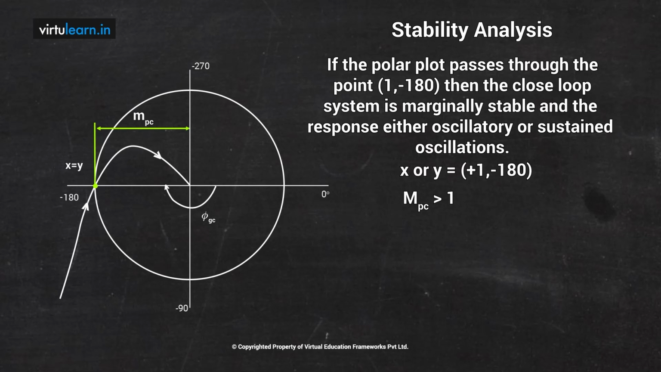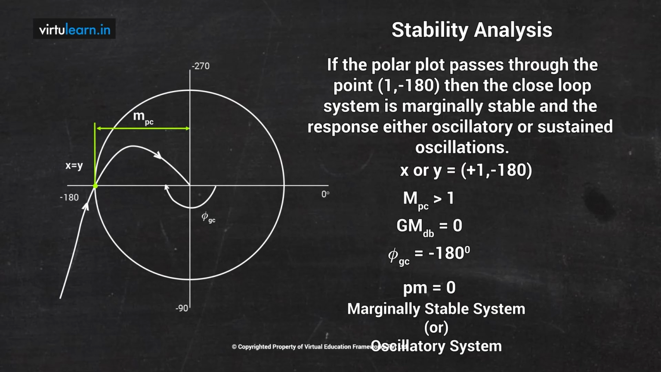So, when the magnitude is 1, then we can say the gain margin in dB is 0 dB. Again, what will be phi GC? When you measure from 0 to here, that is exactly minus 180 degrees. 180 minus 180 is 0. So, the phase margin is also 0. So, when the phase margin is 0 and the gain margin is 0, and omega PC and omega GC are both the same, that condition is called the marginally stable condition. Therefore, if your polar plot is like this, the system will have continuous oscillations. I can say the response is an oscillatory response.